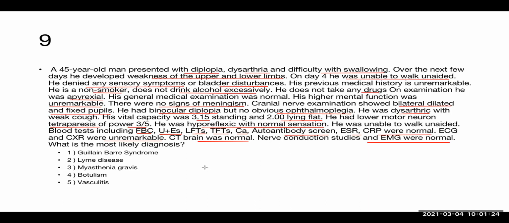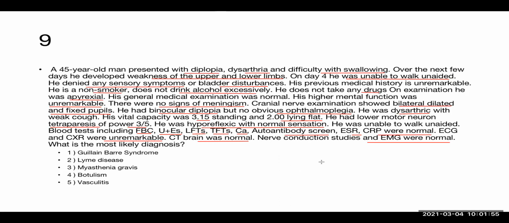Sir, my first reason is descending paralysis. The differential diagnosis is also myasthenia gravis. But myasthenia gravis may be associated with thymoma, as mentioned. But here the chest X-rays are unremarkable, so that is a clue for us. Another thing is about the pupil, sir. In botulism, the pupil is fixed and dilated, sir.